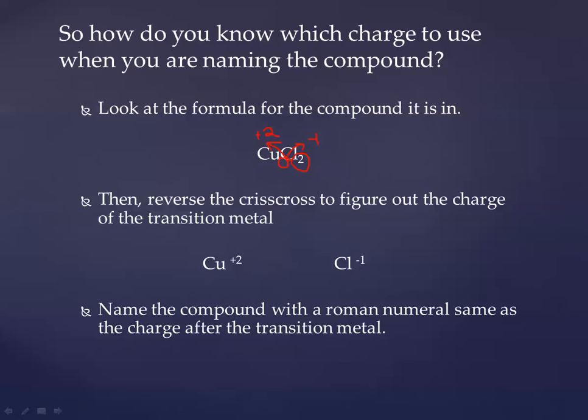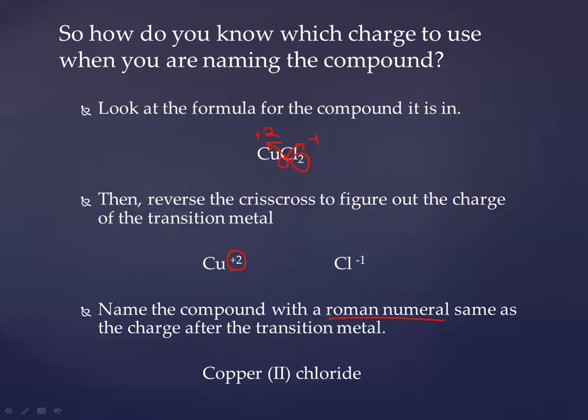So now we're going to name the compound, but we have to use a Roman numeral to tell us what the charge is after the transition metal. So we'll name it copper, and chlorine will become chloride. But I have to be specific about what type of copper I have. And in this case, it's going to be copper 2. So we name this guy copper 2 chloride.